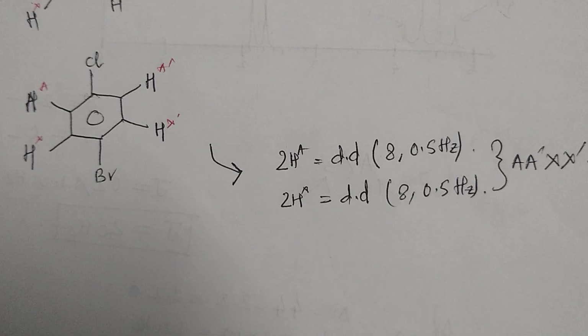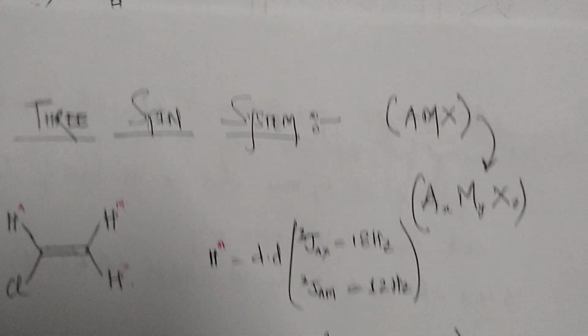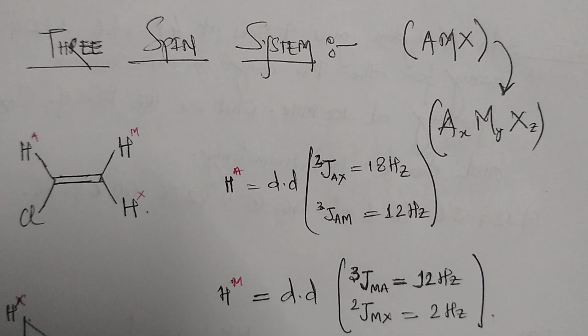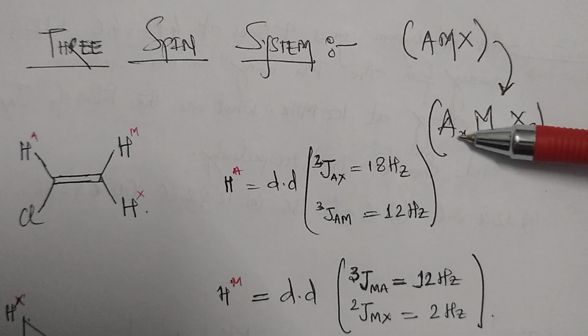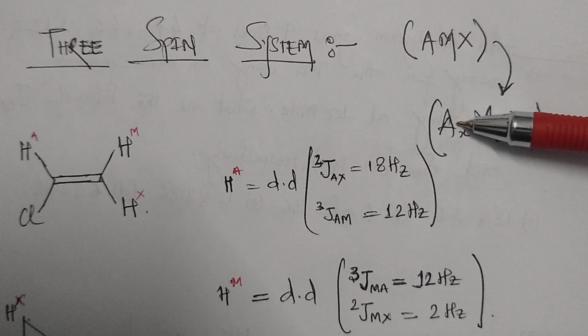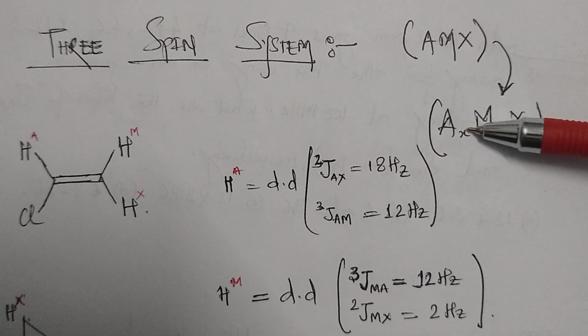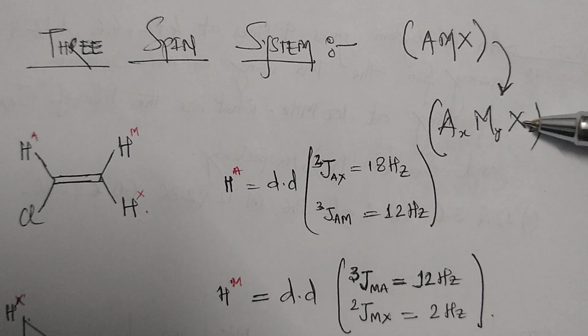With that, we will move forward to the three-spin system, where we can see their notation as AMX. So this is also called the AMX system, where their multiplicity can be AX, MY, XZ.